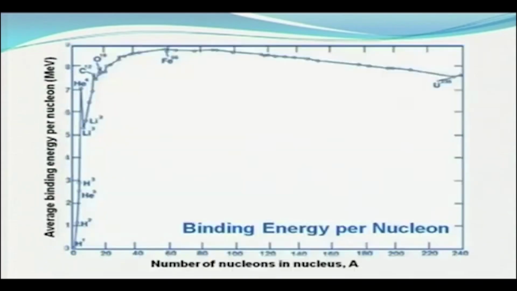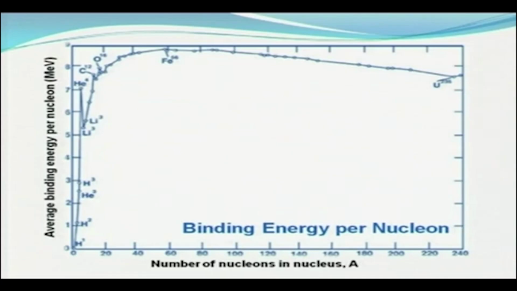So, let us look at this binding energy in a little more detail. Experimental determination of the masses of the particles will tell us about the binding energy, and if we plot the binding energy divided by the mass number A, which will give us the average binding energy per nucleon, that has a behavior as shown in this plot.